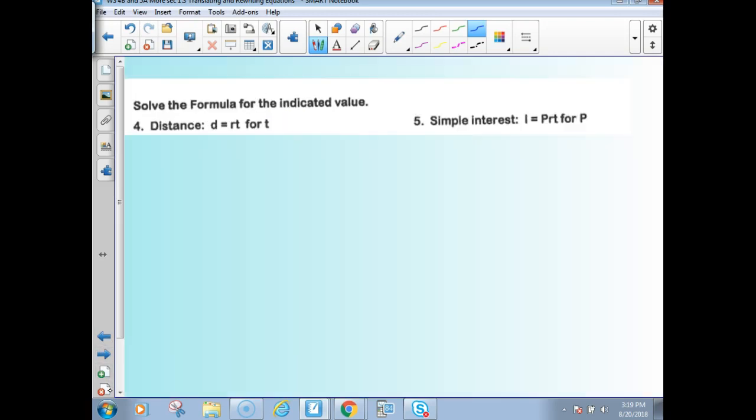Okay, here's to the nitty-gritty. These are super, super easy questions. Distance is equal to rate times time. That's the formula. We want to solve it for t. We need to get rid of r, which is multiplying t, so we divide both sides by r. So I'm hoping this will be your simple problems right here. Time equals distance divided by the rate.